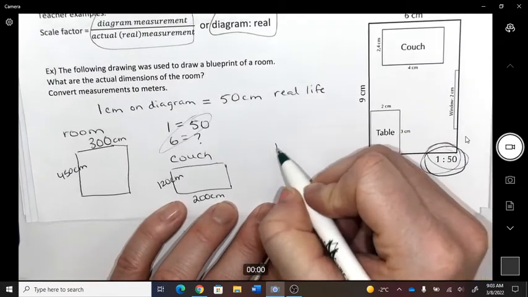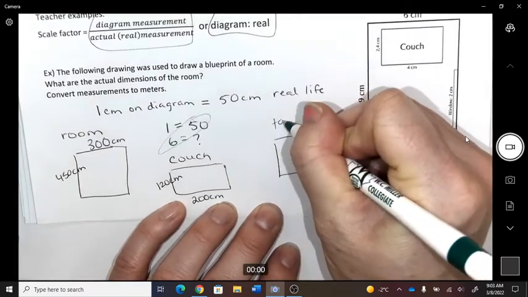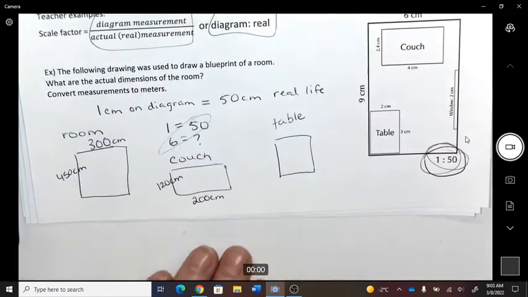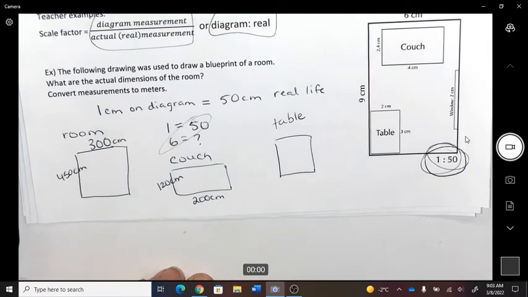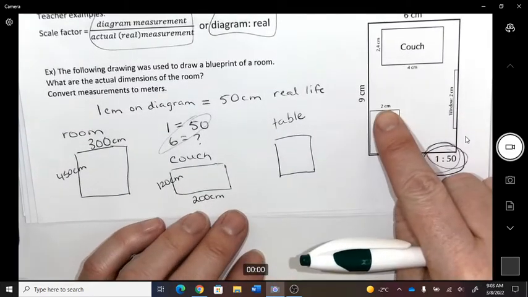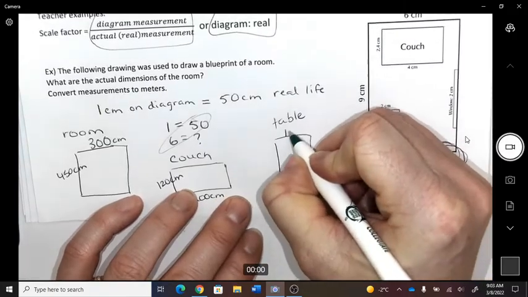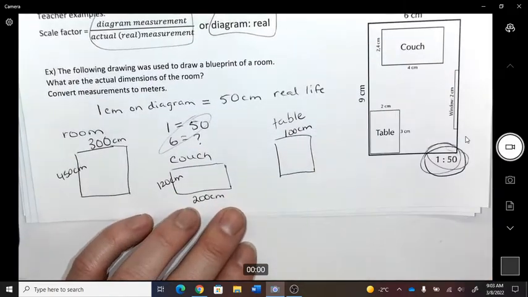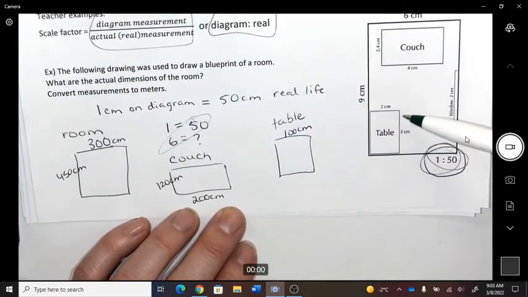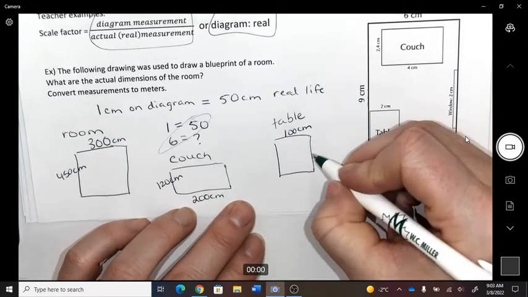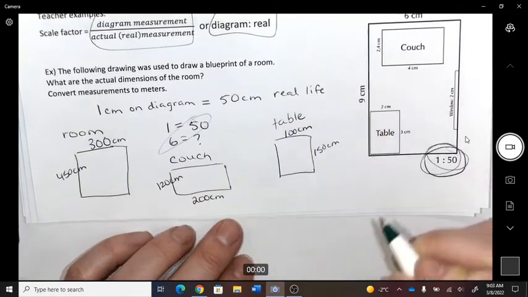And then we'll do our table. So how big is the table in real life? Okay, so 2 times 50, we can do that in our head. 2 times 50 is 100 centimeters. And 3 times 50 is 150 centimeters.